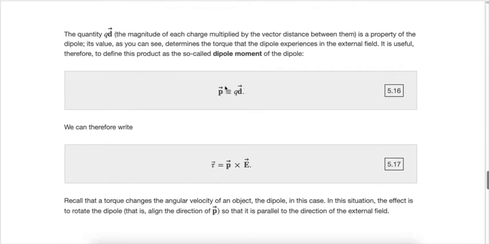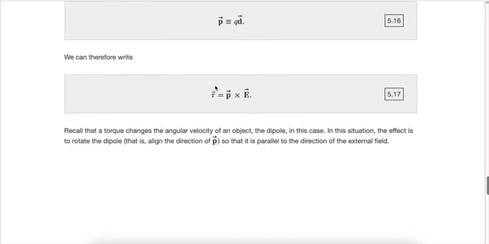Okay, so we have this thing called the dipole moment, which is Q times that D vector. So this is a vector that points from the negative to the positive charge in the dipole. And it has magnitude Q times the distance between them, where Q is the positive charge. Here's that torque. We're not going to do much with it other than know that it rotates.